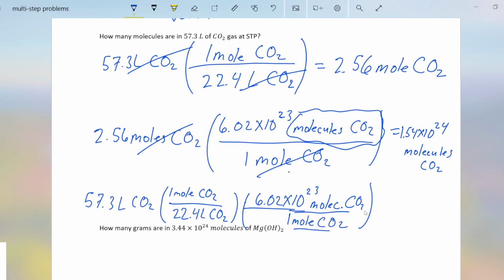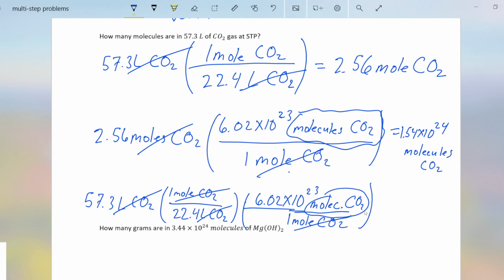So down in the bottom of that division, I have 1 mole CO2. And on the top of this one, I have 1 mole of CO2. And so those cancel. Down in the bottom of my first boat, I have liters of CO2. That cancels the liters of CO2 I started with. That just leaves me with units of molecules of CO2.